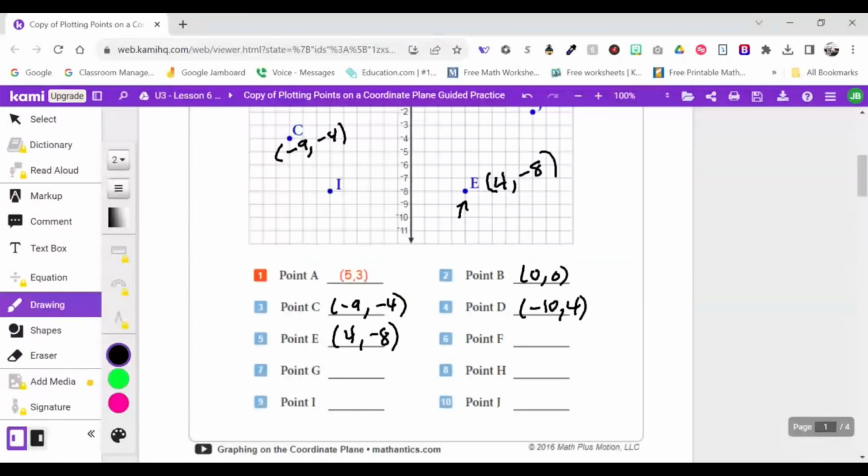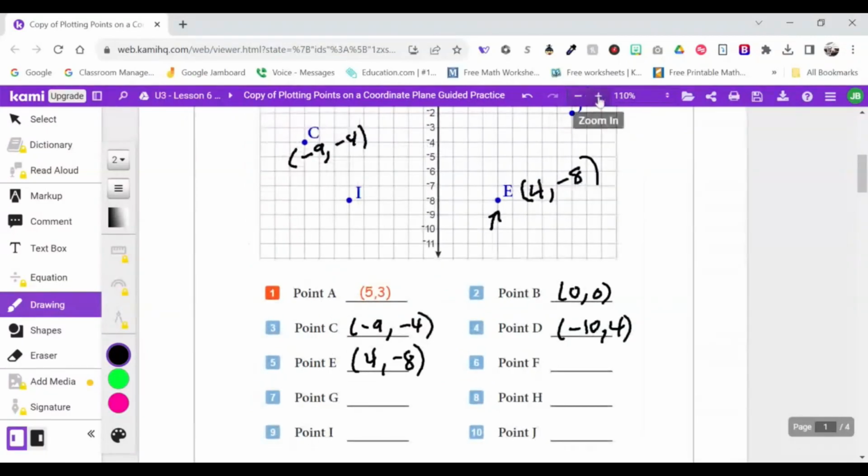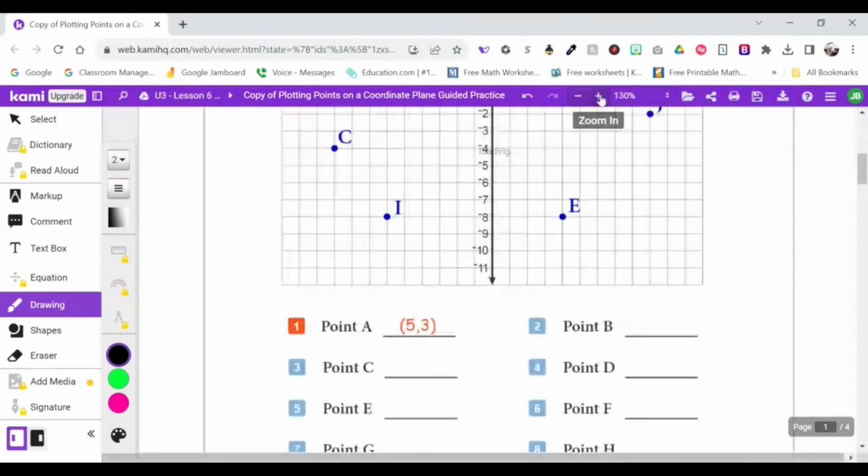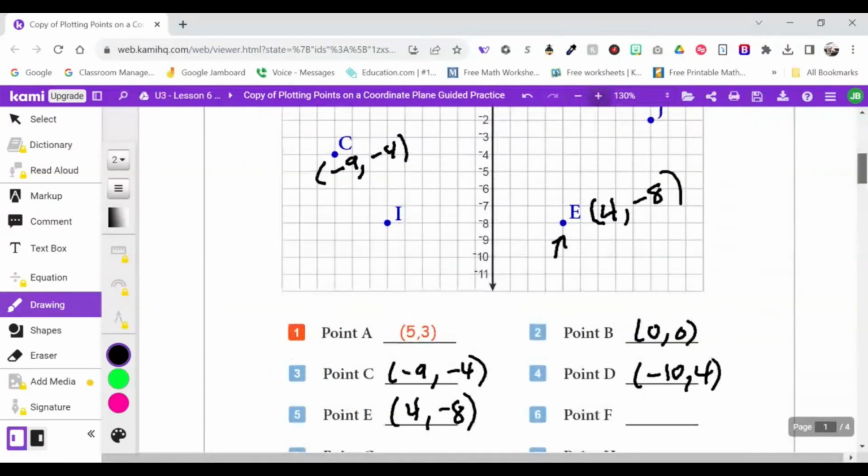I'm not sure why, but I can barely see this. Let me see if I can zoom in a little bit, see if that helps some.